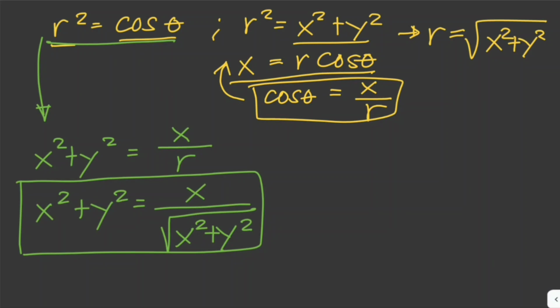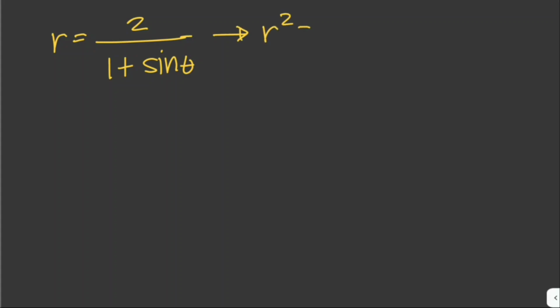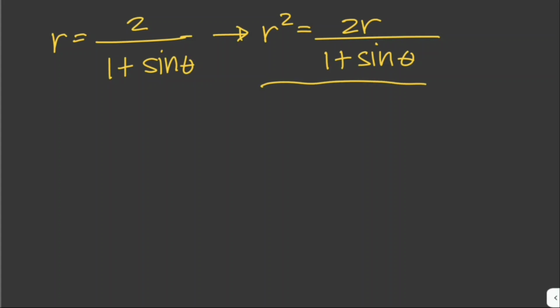Now let's solve another one. Alright, what if we're given this equation, r equals 2 over 1 plus sine theta? Again, we can rewrite this equation as r squared equals 2r over 1 plus sine theta, so it would be easier to plug in all the values. Anyway, they are just equivalent. You just have to divide the second equation by r, and it will be equivalent to the original equation.